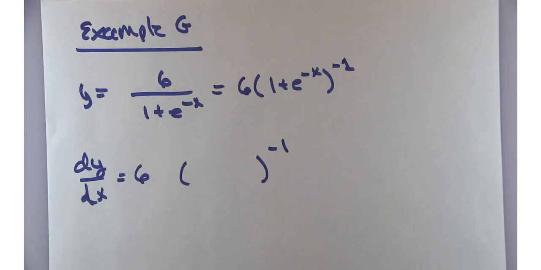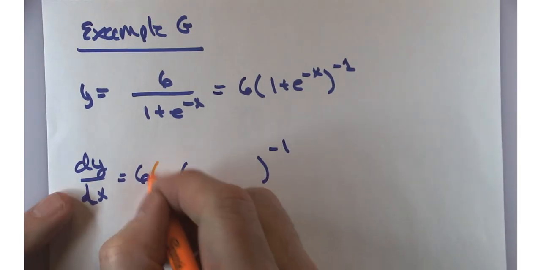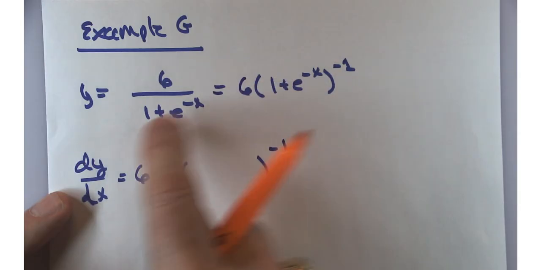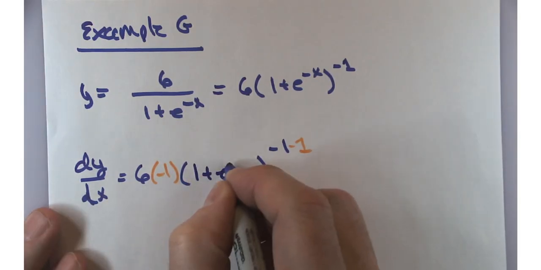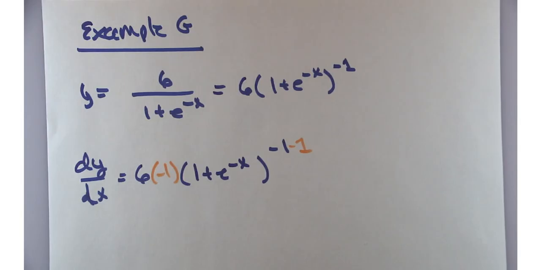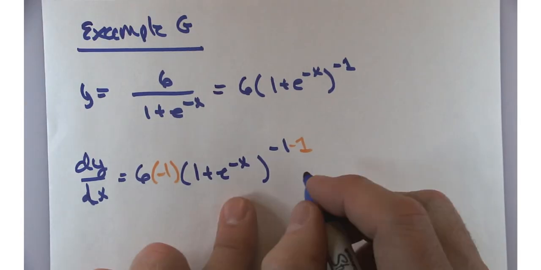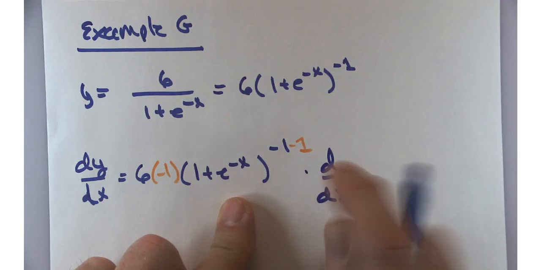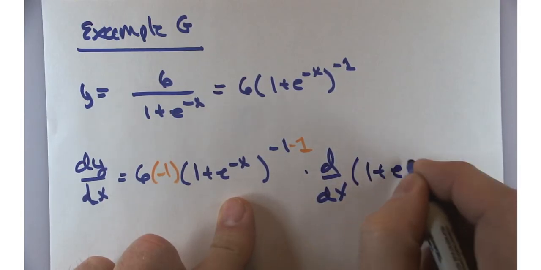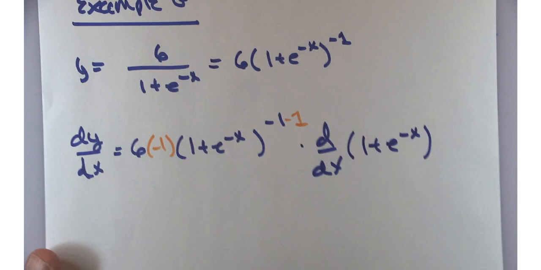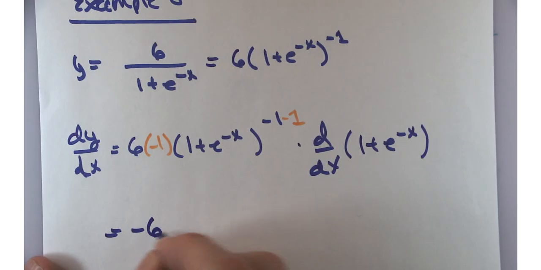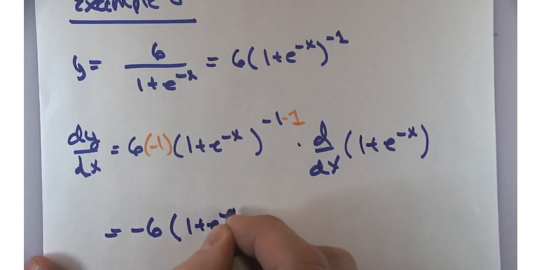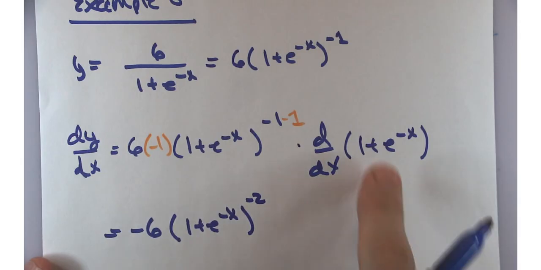So that's negative 1 out in front, negative 1 minus 1, because you got to subtract 1 from the exponent, times the derivative of the inside. So we're going to take the derivative of the inside, 1 plus e to the negative x. So this gives me a 6, 1 plus e to the negative x to the negative 2 times the derivative of this function.